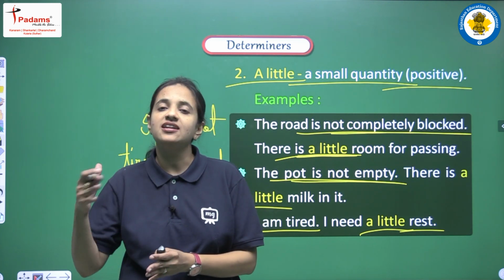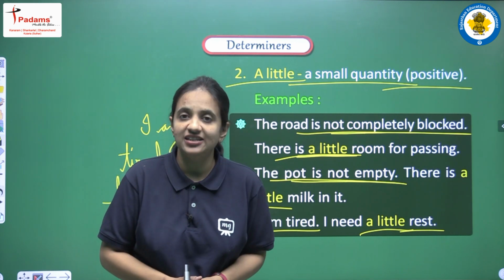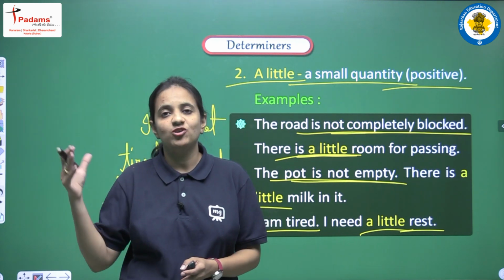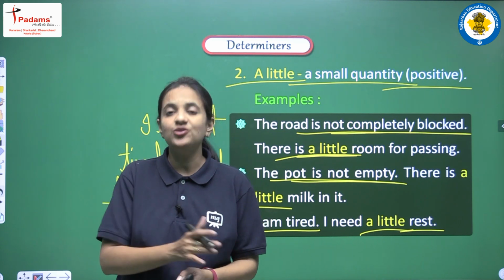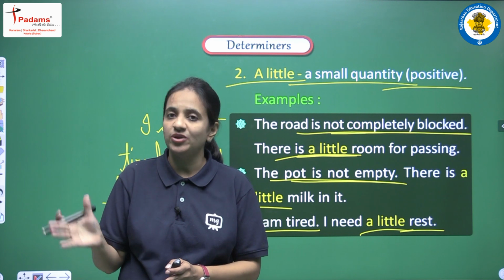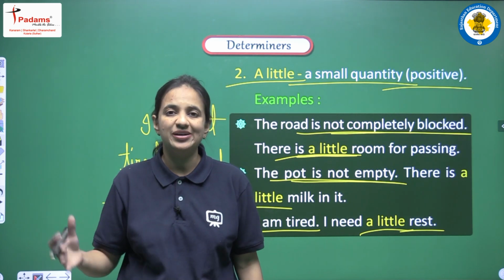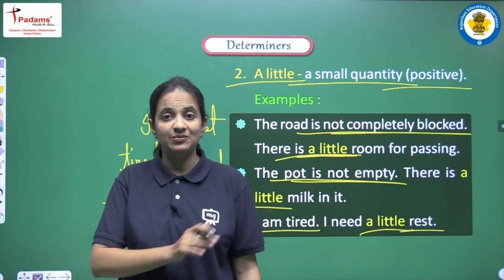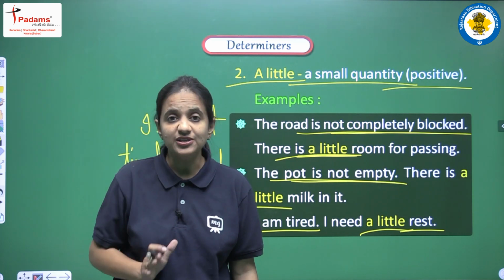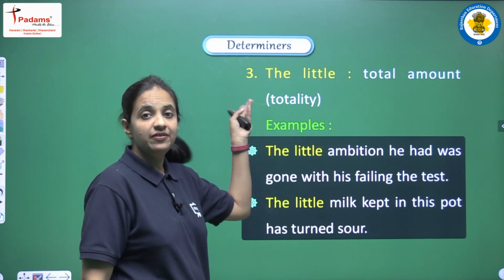And yes, just like a few, a little is also having the same use, but the difference is the same that was there between little and few. Just like those two determiners, a few is used before countable nouns, and a little is used before uncountable nouns, right? So this thing is very much important and you have to be very careful regarding this. Okay.